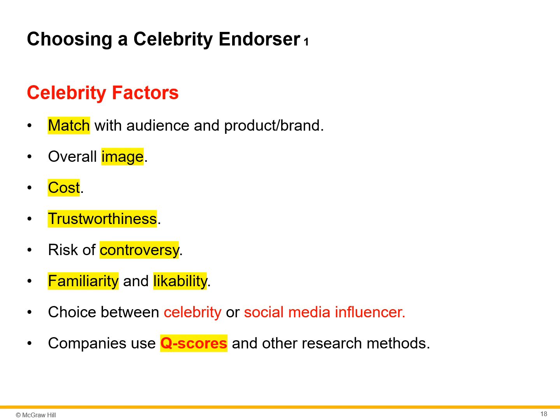Also, the celebrity should have familiarity and likability. People are familiar with him or her and like him or her. You need to choose between a celebrity and a social media influencer. You can consider a celebrity or maybe a social media influencer who is not a celebrity. Companies actually use Q scores, another method, to gauge and see which person, which celebrity, to use.